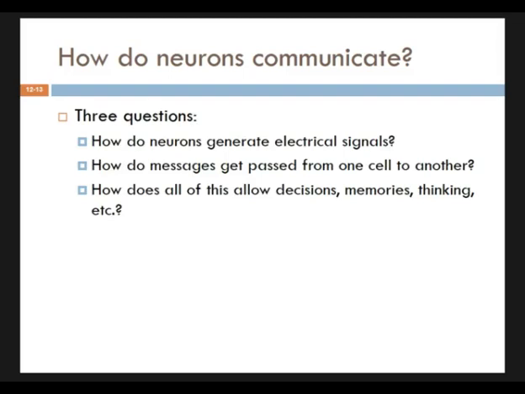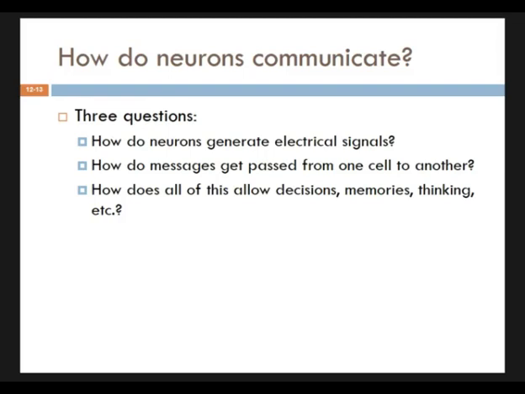So I have three major questions that we're going to try to answer as we work through this big picture question of how neurons communicate. The first one will be, how do neurons generate electrical signals? Because they are communicating electrically and sending electrical signals down their axons. So how does that happen? How do these messages get passed from one cell to another? Most of the time that's a neurotransmitter function, but not always.